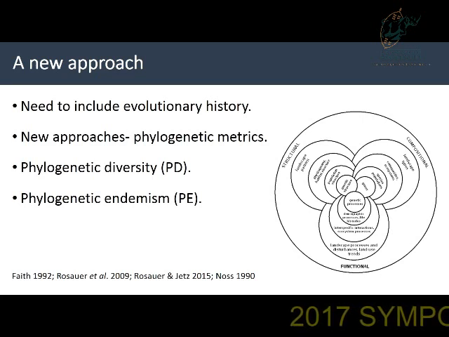The most commonly used are phylogenetic diversity and phylogenetic endemism. Phylogenetic diversity represents the minimum length of phylogenetic branches that connect a given set of taxa on a rooted phylogenetic tree, while phylogenetic endemism represents the geographic rarity of that portion of a phylogenetic tree that is found in a given area.